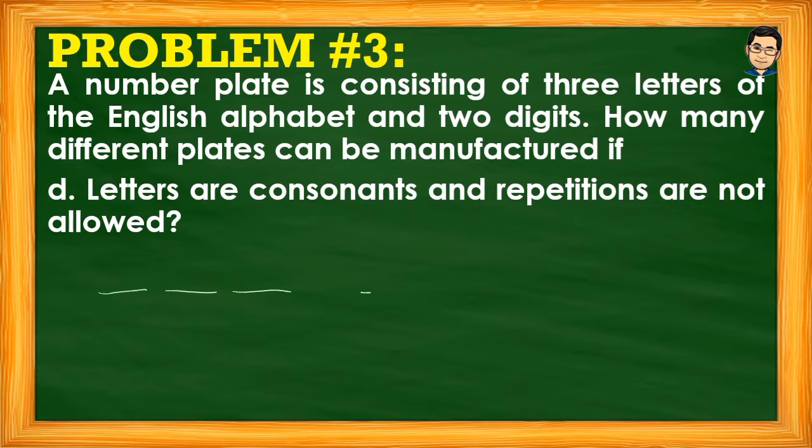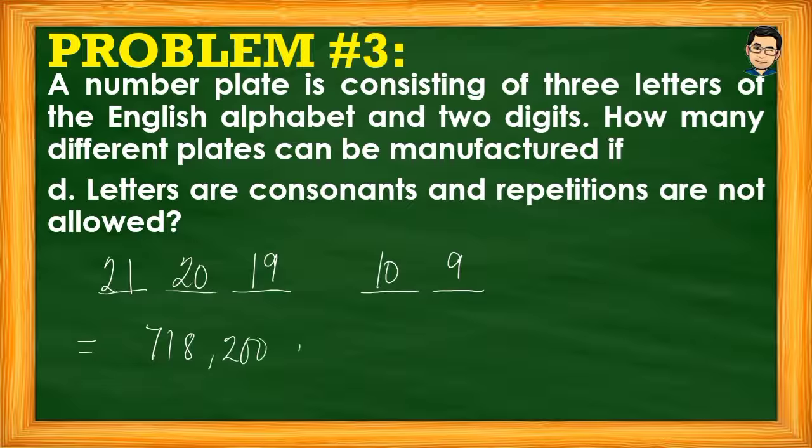And then, ayan, sulat natin yung mga spaces na kinakailangan. So, sa spaces for letters, since consonants yan, susulat natin sa una 21. And then, since repetitions are not allowed, magiging 20 and then 19. Sa numbers naman, 10 muna, and then 9. So, i-multiply po natin yung mga limang number na yan. So, 21 times 20 times 19 times 10 times 9, that is equal to 718,200 number plates.